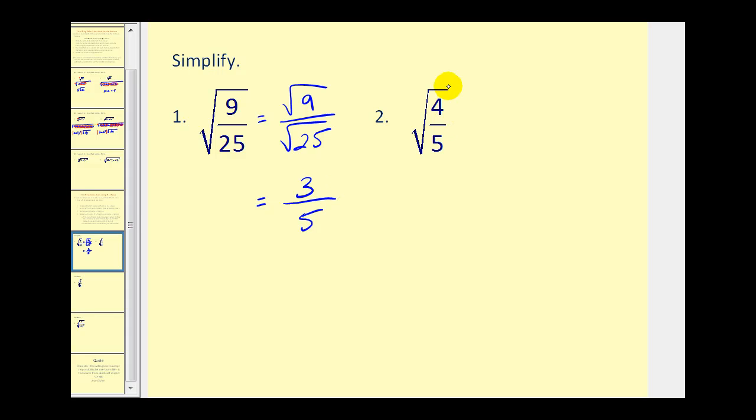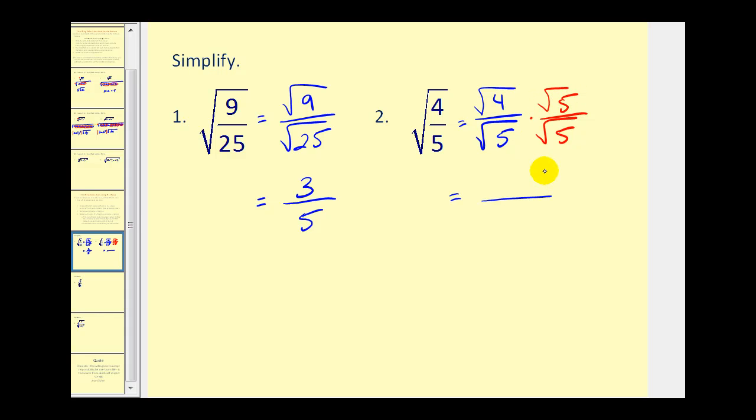But number 2 is a little bit different. If I rewrite this as the square root of 4 over the square root of 5, we can't have the square root of 5 in our denominator in simplified form. So we have to think to ourselves, what can we do to this so that it simplifies perfectly? Well, if we had 2 factors of 5, it would simplify perfectly. So what we can do is multiply by the square root of 5 in the denominator, as long as we do the same to the numerator.